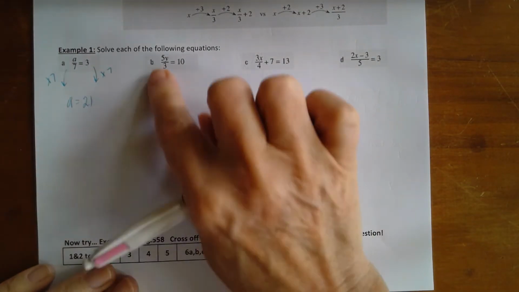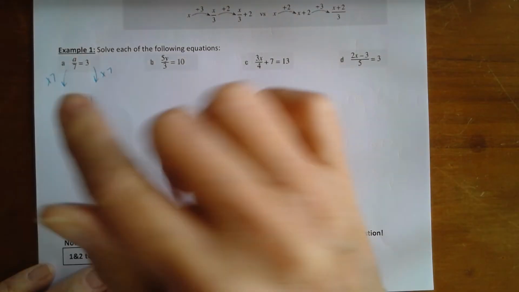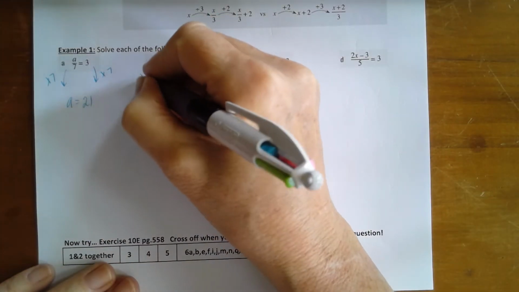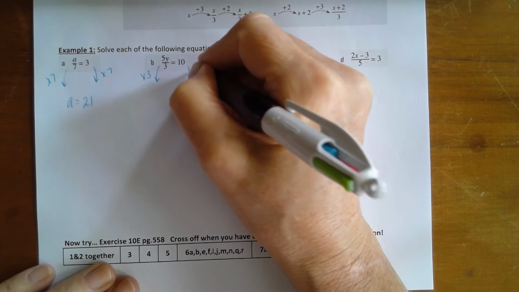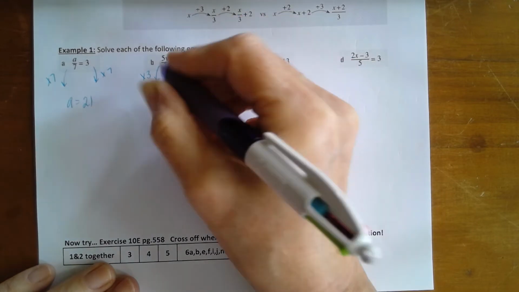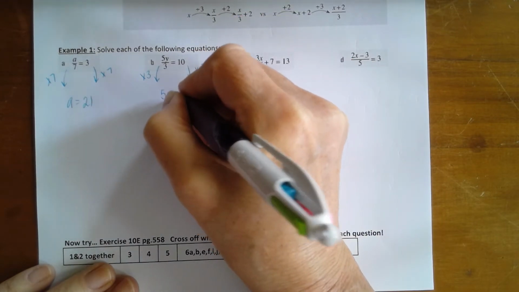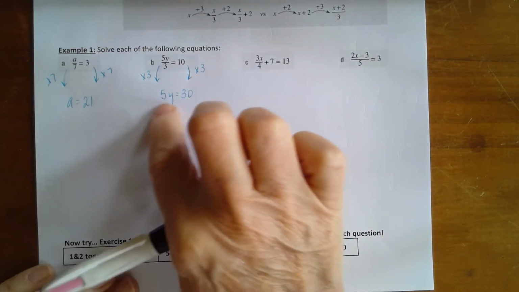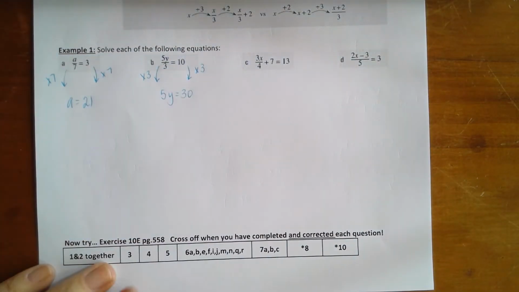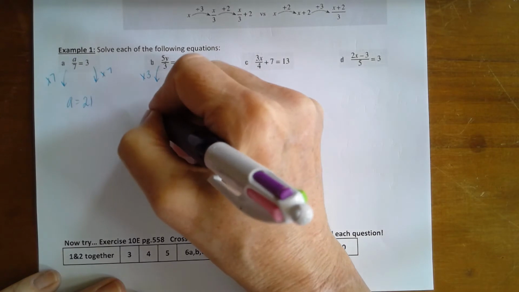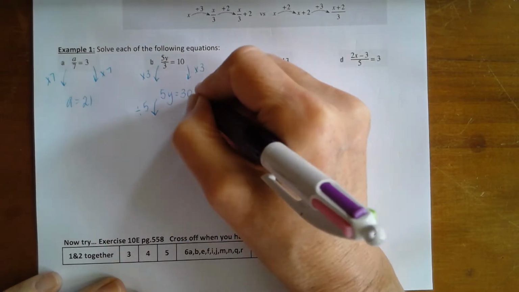All right. On this one, it's a little bit different. I think I have to times by 3 first because I need to get rid of the division if I can first. Now it's one of those ones where I need to get rid of the 5, and the 5 and the y are timesing, so I need to divide by 5.